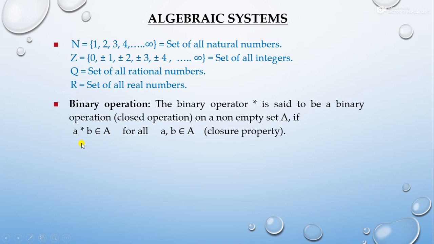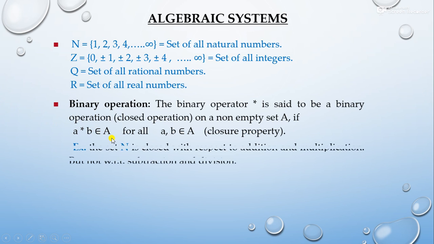So this is our closure property. If we have any set and two elements that belong to that set, then their operation, whichever binary operation is given in the question, addition, subtraction, multiplication, division, whichever you have, must fulfill this condition: the result a star b also belongs to the set A.